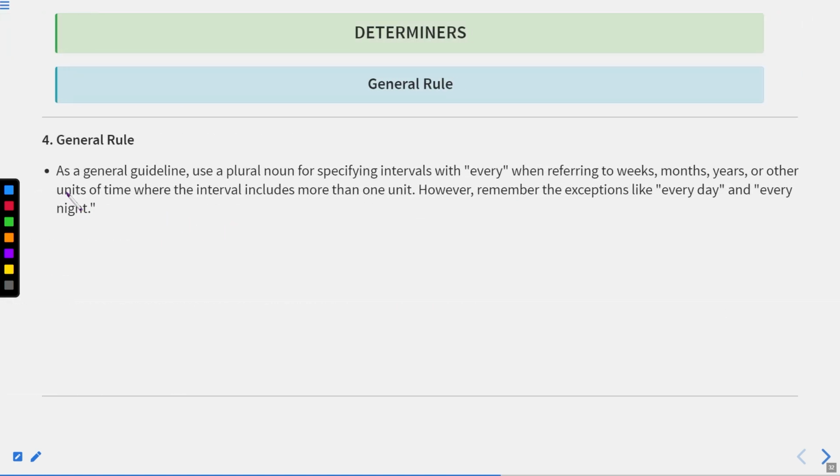Now, what is the general rule? As a general guideline, use a plural noun for specifying intervals with every when referring to weeks, months, years, or other units of time where the interval includes more than one unit. However, remember the exceptions like every day or every night.